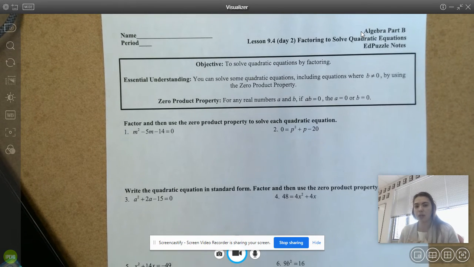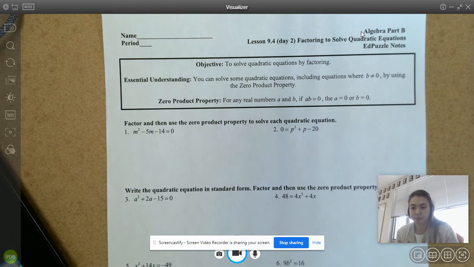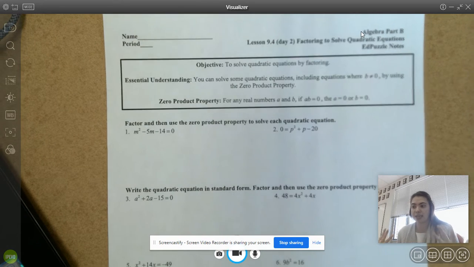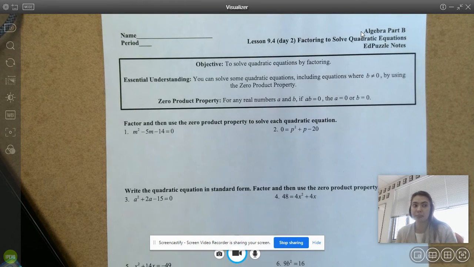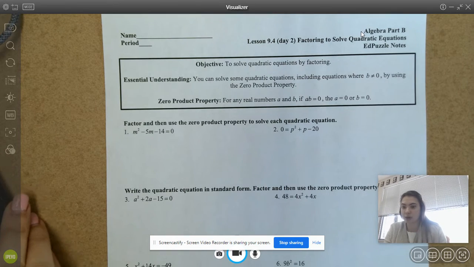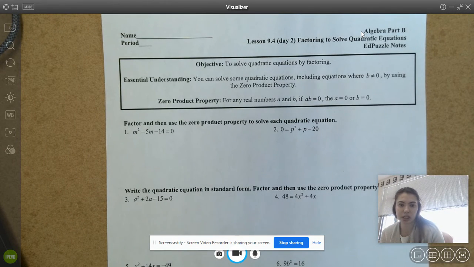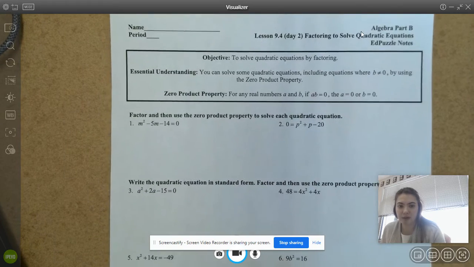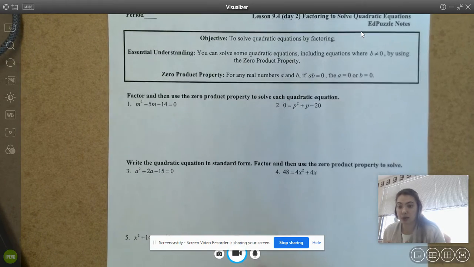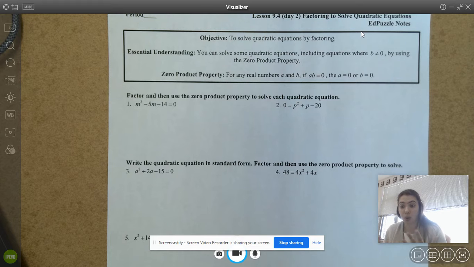Because remember that rule, when you're multiplying values, anything multiplied by 0 is going to give you that value of 0. So 4 times 0 is 0, 2 times 0 is 0, 0 times 0 is 0. So therefore, that zero product property does give us the information that if one of the factors is set equal to 0, or if both of them are, then we can have the whole equation be set equal to 0 in order to solve by factoring.